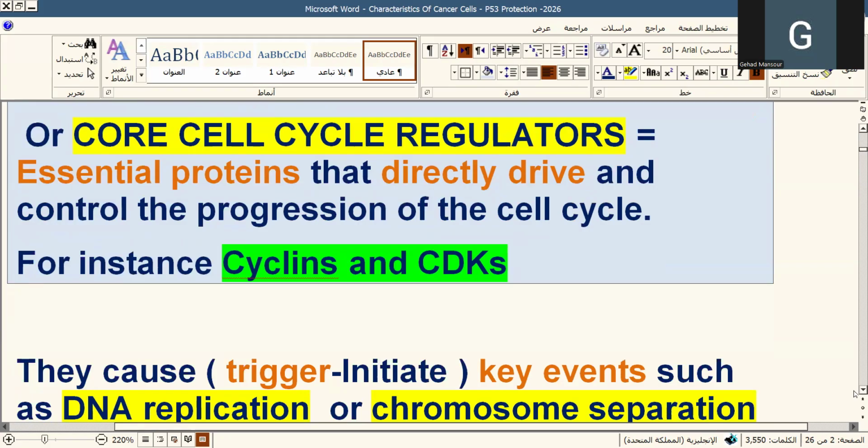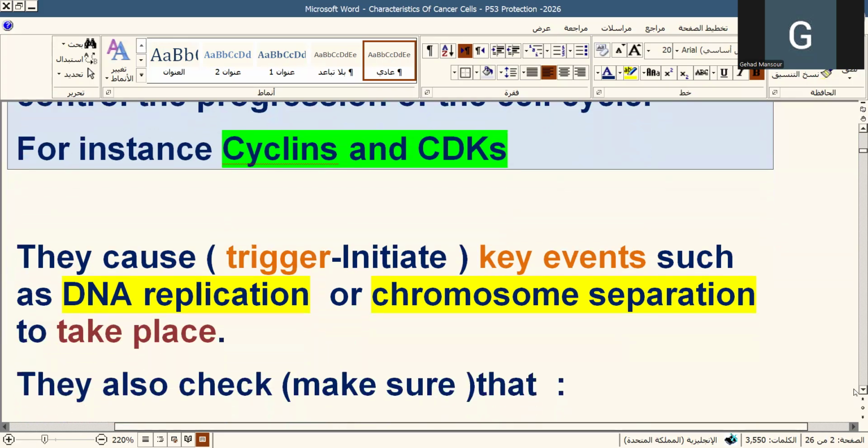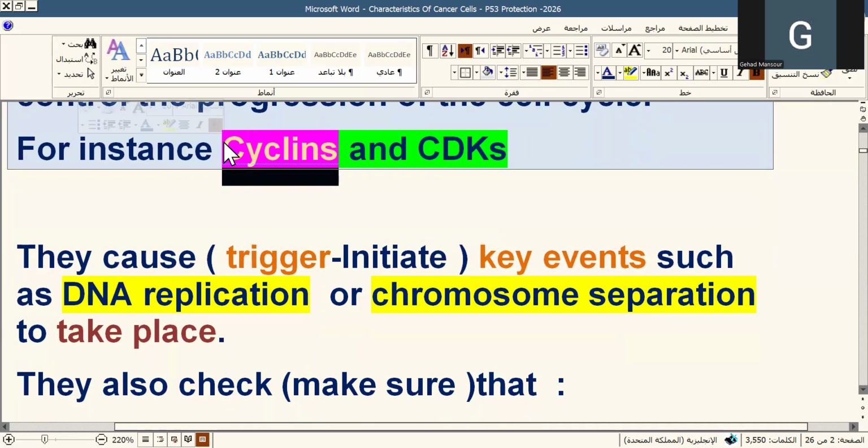They are activators, but how do they activate or inactivate if they are activators? It's by activating or deactivating the regulator itself. So one good example of the core cell cycle regulators are the cyclins and the CDKs, or the cyclin-dependent kinases. The cyclins are proteins that are abundant in the cell, that have a major role in regulation of the cell cycle and progression of the cell cycle.